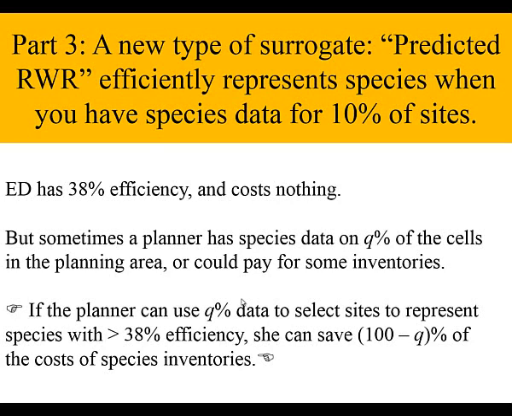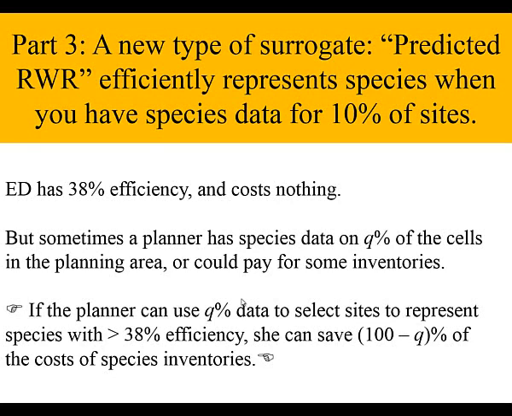But sometimes a planner might have data on where the species occur in some fraction, call it Q%, of the cells in the planning area, or the planner might have a budget to pay for some inventories. So our question is, how good could that planner do?